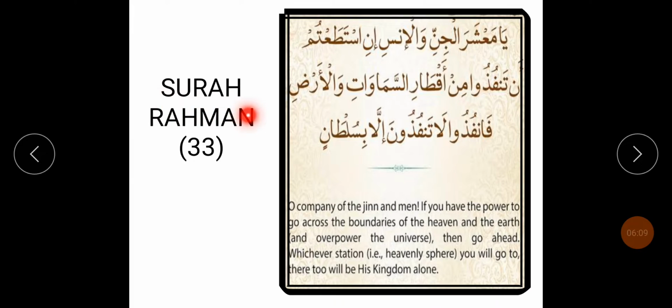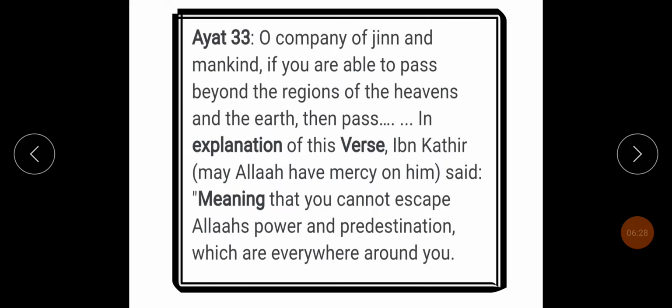Now, in the second surah, Surah Rahman, ayah number 33, we have: O company of jinn and man, if you can and want to cross the limits of sky and earth, then cross. You will not cross except by authority from Allah. Now, these two surahs point out astrophysics and cosmology. O company of jinn and mankind, if you are able to pass beyond the regions of the heavens and the earth, then pass. In the explanation of this verse, it is said that you cannot escape Allah's power and predestination, which are everywhere around you.